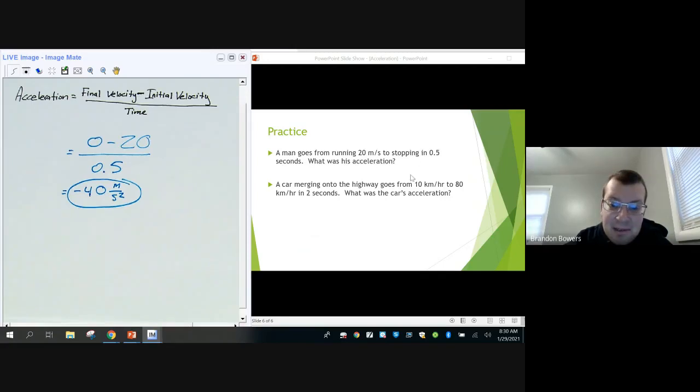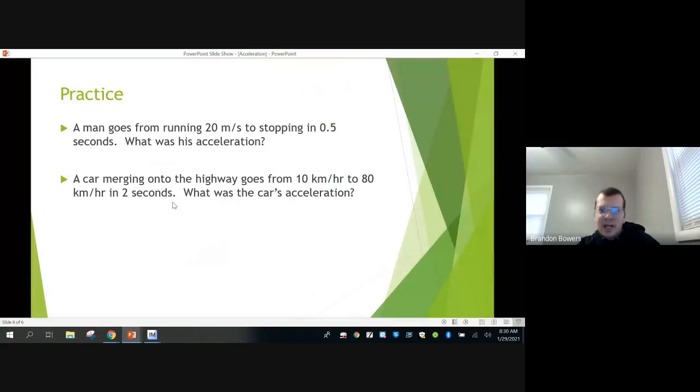However, sometimes, like this next example, your units change. So just be careful. Check this out. A car merging onto a highway goes from 10 kilometers per hour to 80 kilometers per hour in 2 seconds. What was his acceleration?